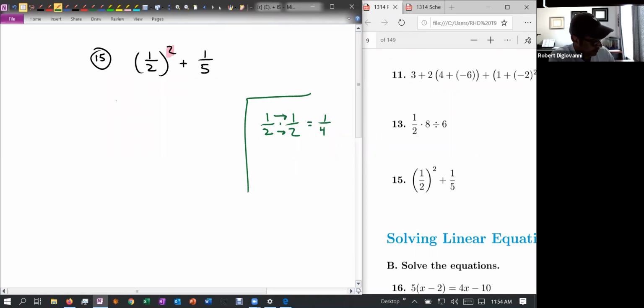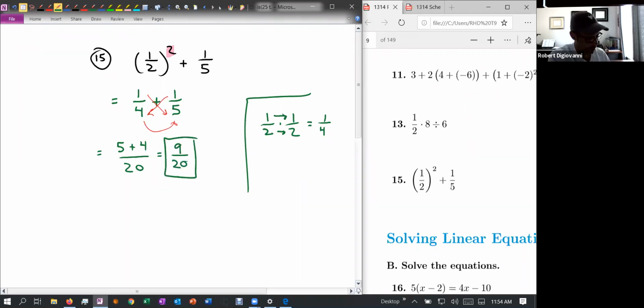So when I square a half, I get 1/4, and then I have plus a 5th. And then to add these two fractions, because they have different denominators, I can do that shortcut. So I can go 5 plus 4 over 20, which is 9 over 20. Okay, are we good? Yes.